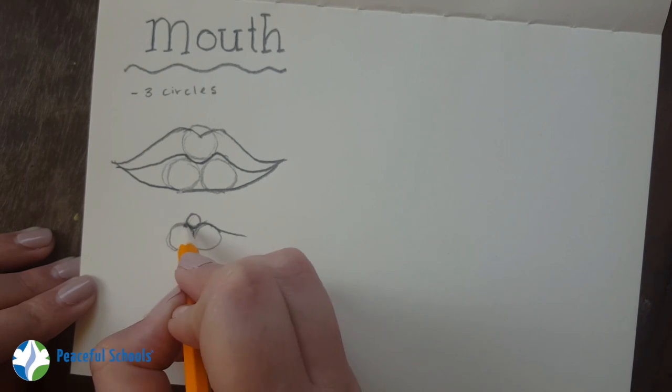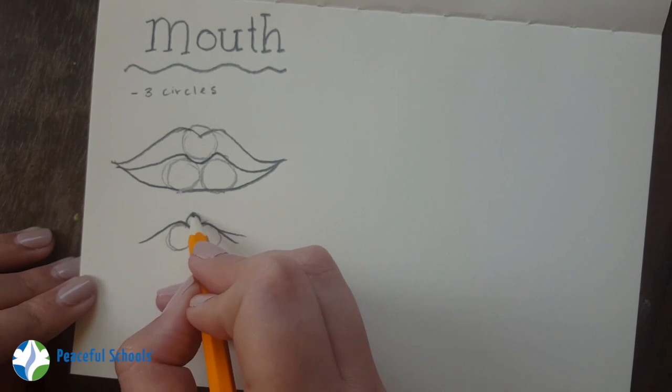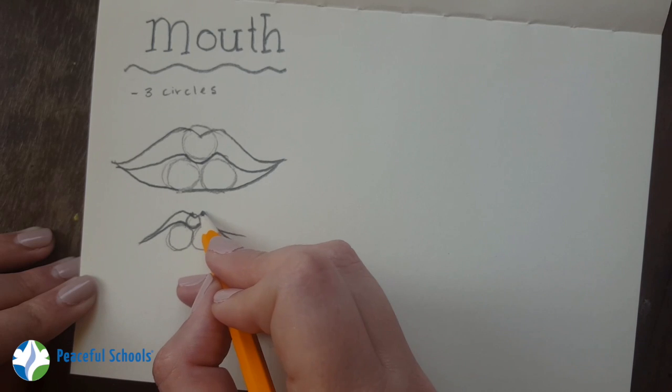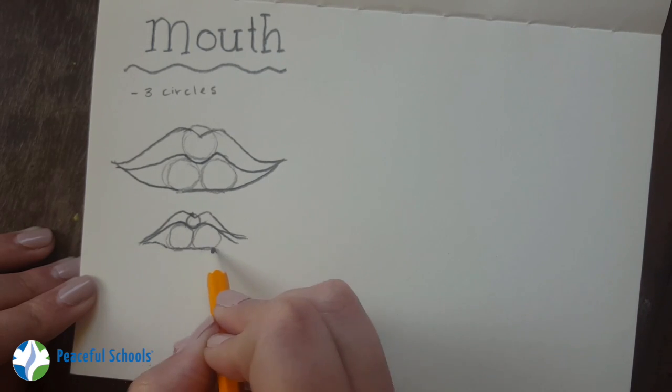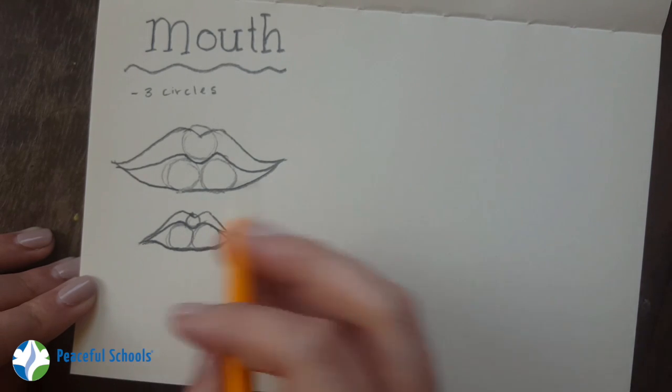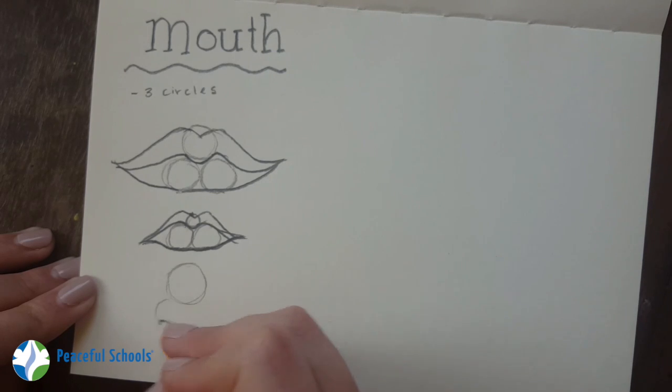Now you would erase your circles and start shading. But again, if you change the size of the circles, you can change the shape of the lips. And by curving the extended lines on the side either up or down, you can change the expression of the mouth from neutral to smiling or frowning.